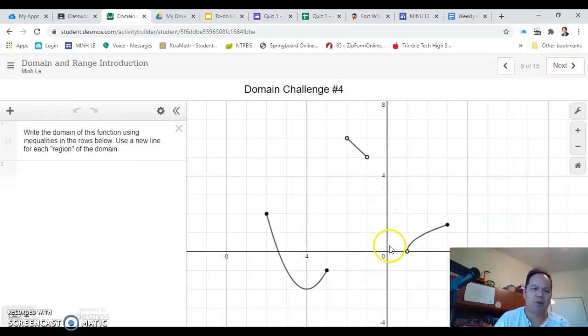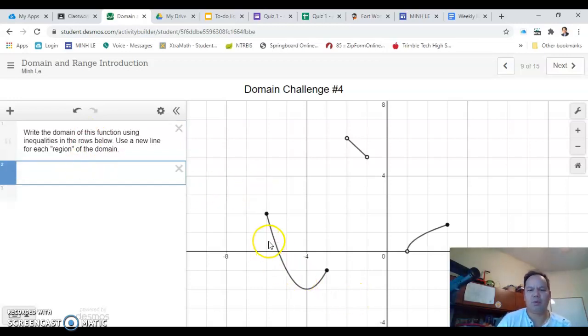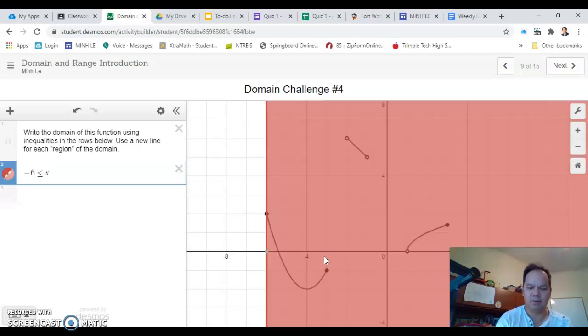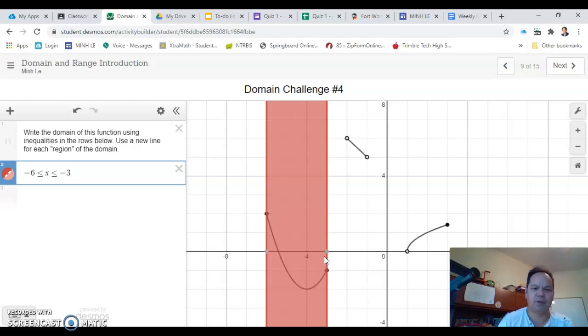Okay, this is a piecewise function. We need to write the domain. It's a click here, click down below. So let's start with the left. If I go to the left here, that's negative 6. Keep going, negative 3. They're both solid, so negative 6 less than or equal to x. All I did was type the less than and the minus sign, and it gives me the equal on the bottom. Less than or equal to on your keyboard, your computer, Chromebook keyboard, and negative 3. There we go.